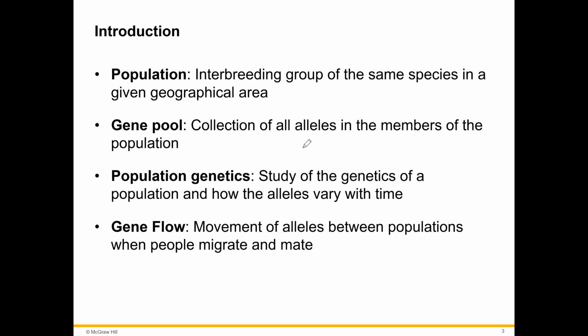Now, we as diploid individuals, we are a species who reproduce sexually, right? So we have 2N genotype. So you get half of your genome from mom, half from dad. And because of that, for every gene in your body, you have two alleles. They can be the same or they can be different. And gene pool is a collection of all alleles in the members of a population. Population genetics is the study of the genetics of a population and how the alleles vary within it or with time. And gene flow is a movement of alleles between populations when people migrate and mate.